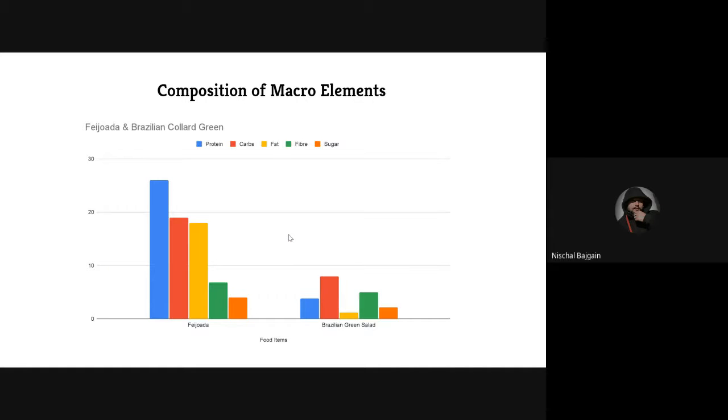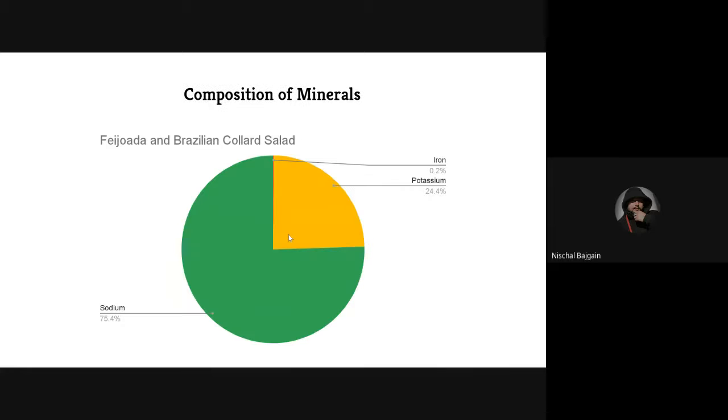Talking about the composition of macro elements, feijoada mostly contains protein, which is followed by carbs and fat. Fiber and sugar content are minimum. In terms of Brazilian collard greens, carb content is at its maximum, followed by fiber and protein. Sugar and fat content is very low. Next slide, please.